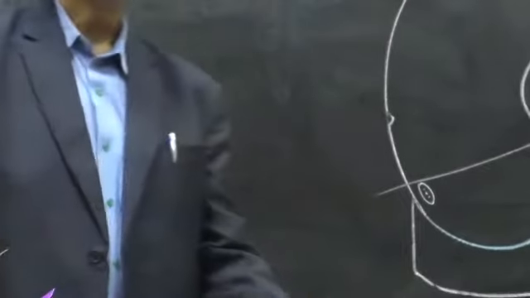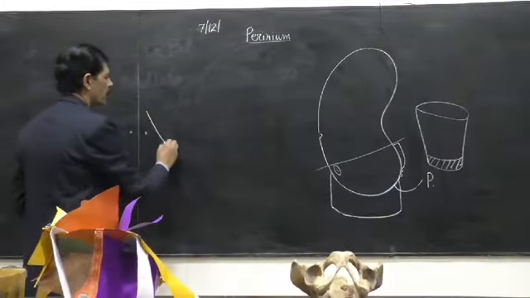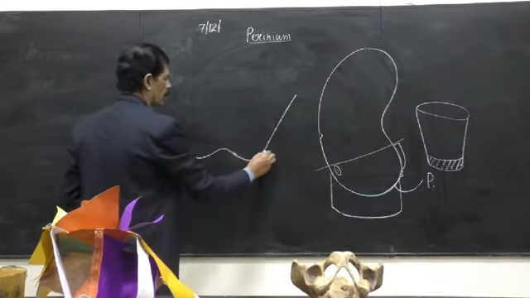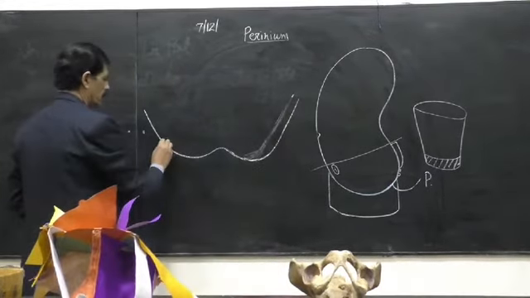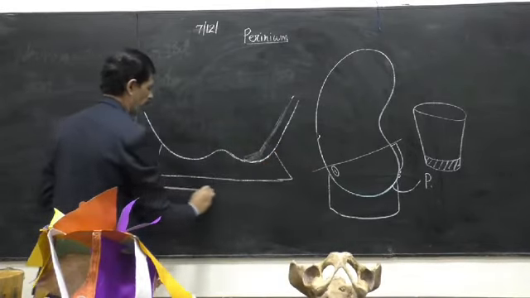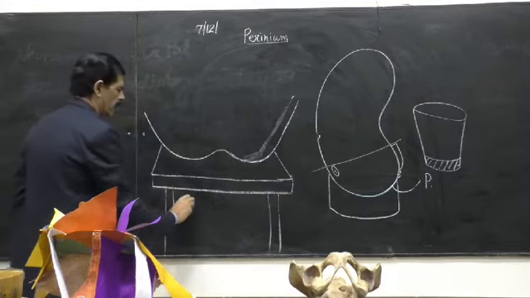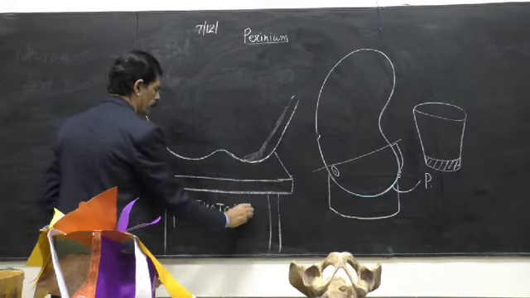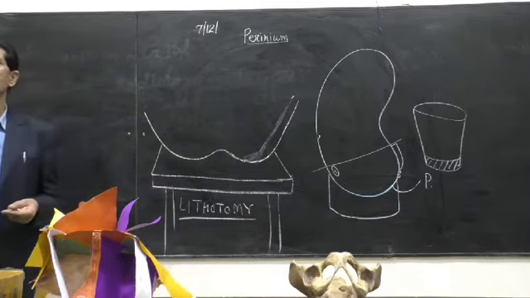So in order to see the full view of the perineum, we have to put the cadaver or the human body in a special position, that is, the body is lying at the edge of the table. And this is called the lithotomy position. So in the lithotomy position, we can see the full view of the perineum.